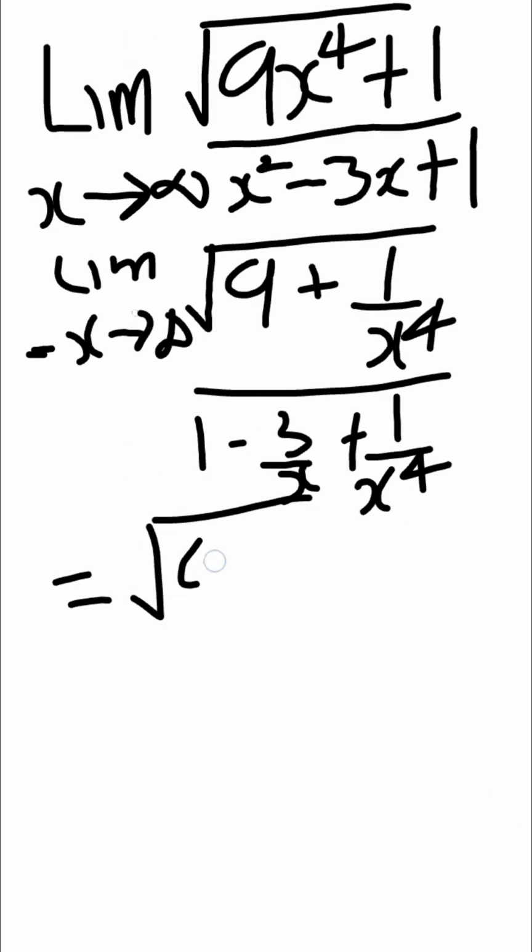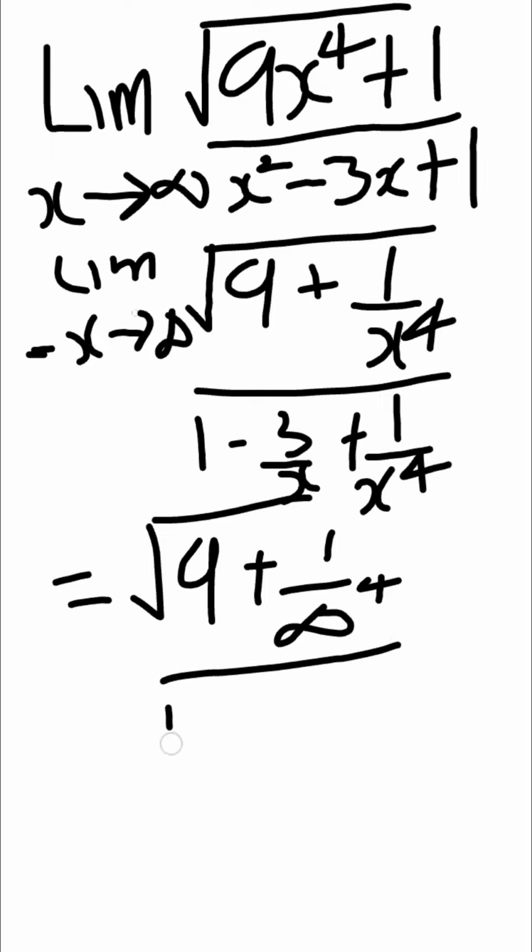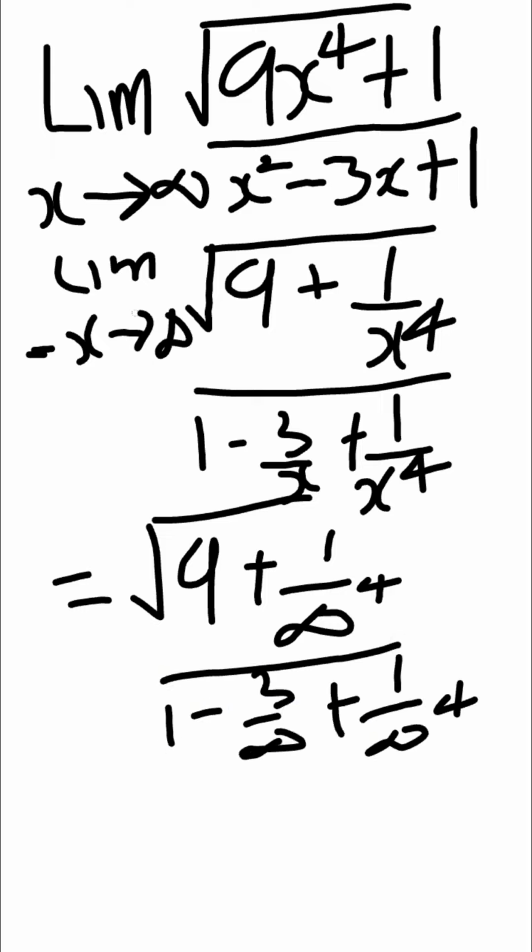This is going to be equal to the square root of 9 plus 1 over infinity raised to the power 4, all over 1 minus 3 over infinity plus 1 over infinity raised to the power 4. So we simply substituted infinity into wherever we saw x. So this one equals 0, this one equals 0, this one equals 0. So we're going to be having the square root of 9 over 1, which is going to be equal to the square root of 9.